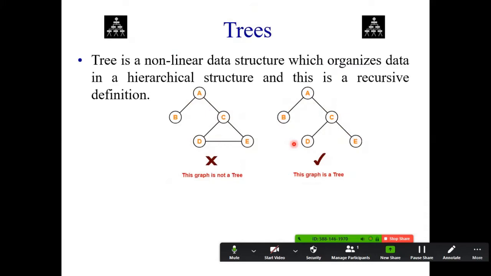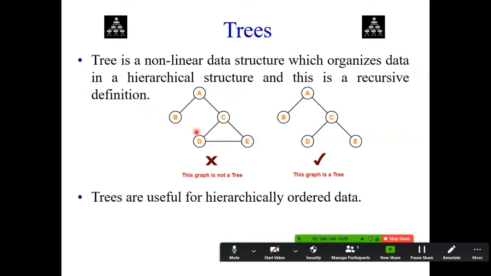What is a tree? A tree is a non-linear data structure which organizes data in a hierarchical structure, and this is a recursive definition. In the previous case, we have seen the stack and queue, which are linear data structures. A tree is a non-linear data structure in which the data is organized in a hierarchical structure. Trees are useful for hierarchical data ordering.